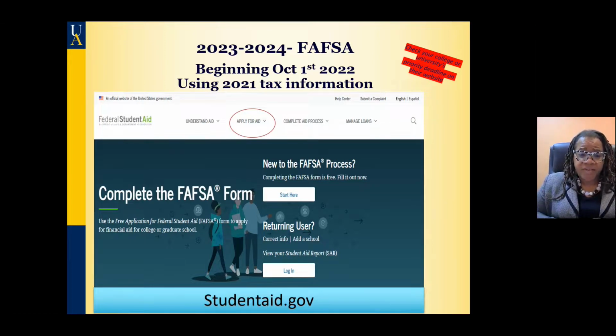So you're going to complete the FAFSA form. Again, that's at studentaid.gov, and it's going to ask you some information about your family. We're going to go into that in a couple of slides. Again, you're doing the 23-24 FAFSA form, which is going to use 21 tax information. So you click apply for aid and start here.